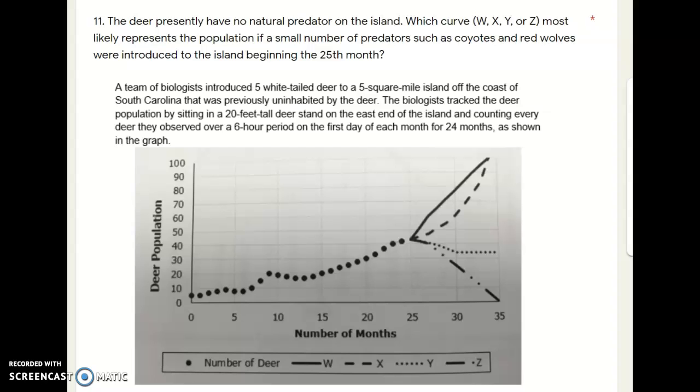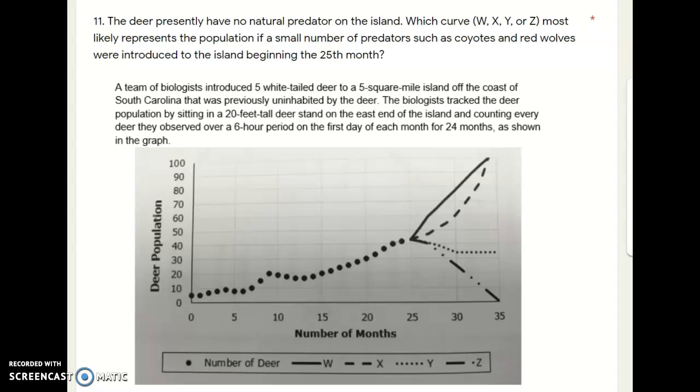Number 11. The deer presently have no natural predator on the island. Which curve, W, X, Y, or Z, most likely represents the population if a small number of predators, such as coyotes and red wolves, were introduced to the island beginning the 25th month?